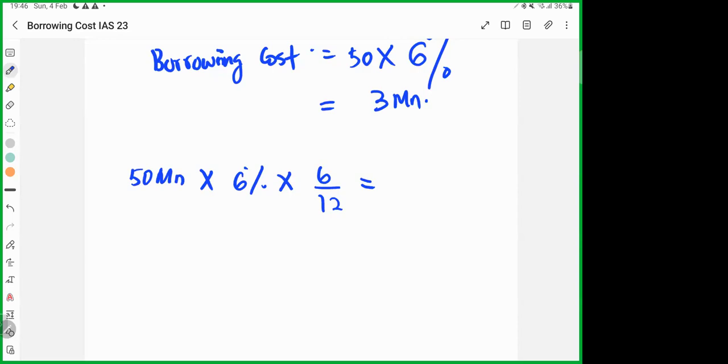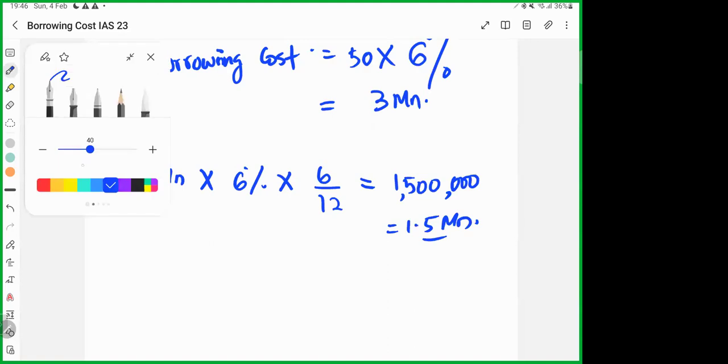What you need to, how much? 1.5%. 1.5 million, 1,500,000, or 1.5 million. So this 1.5 million, what do you think the accounting treatment is?